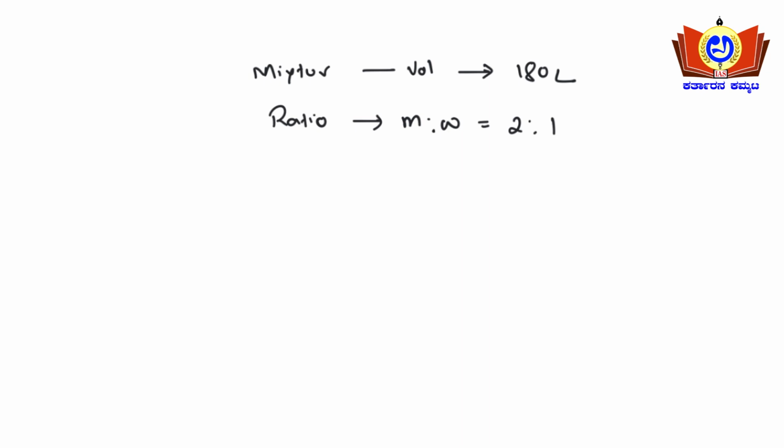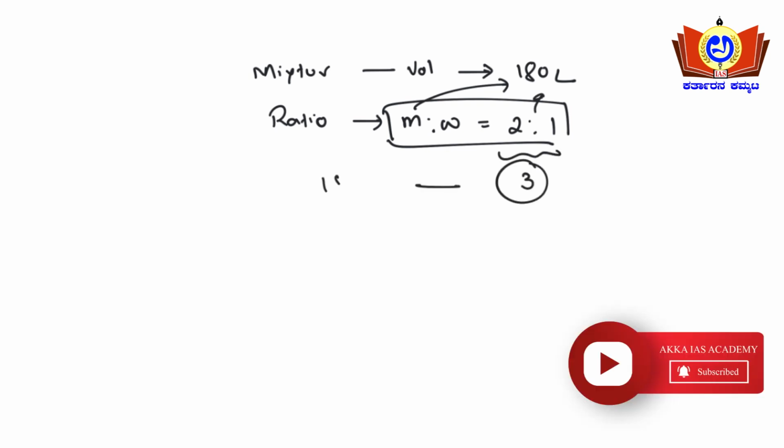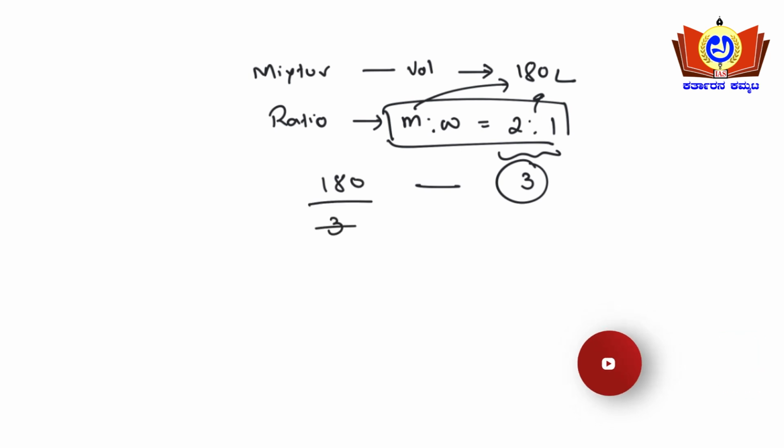See what is the data given here. The mixture's total volume is 180 liters. For 180 liters, the present ratio of milk to water is 2:1. This is the ratio here. Upon seeing this only, we can say that total parts is 3, since 2:1 means total parts 3. So what is the total volume? 180. So 180 divided by 3 is nothing but 60. So one part is 60.